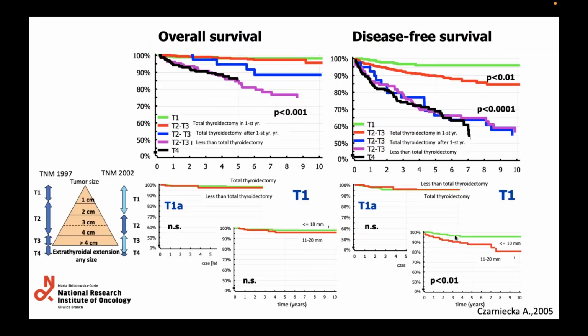But what is important is that the effect of the extent of surgery was observed only in patients in a clinical stage above T1A. In the microcarcinoma group, we didn't observe any differences in prognosis independently of the extent of surgery. But in the T1B patient group, the disease-free survival was worse when the tumor size was above 1 centimeter.